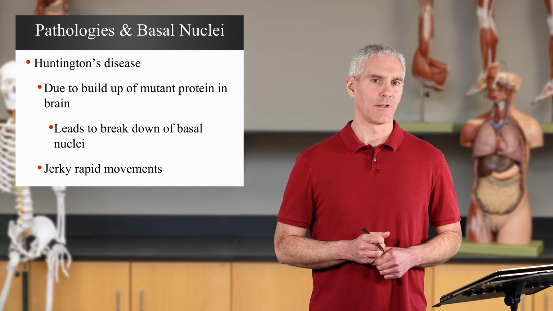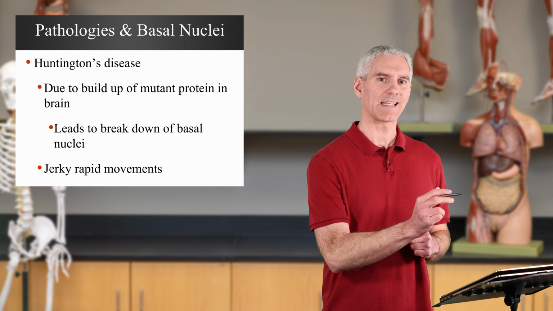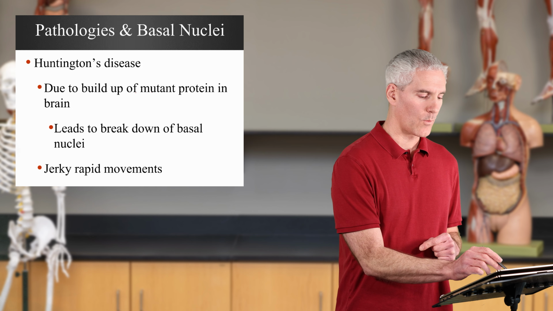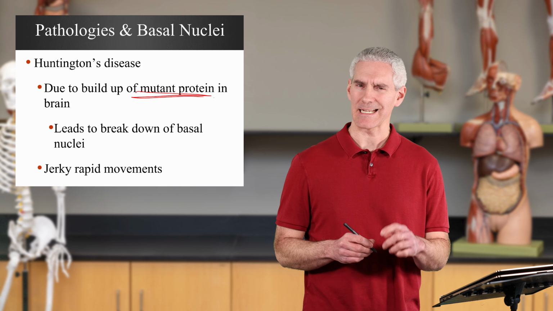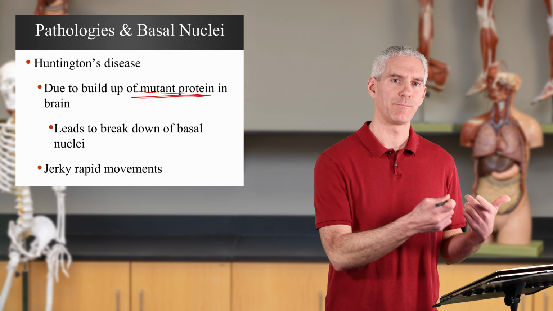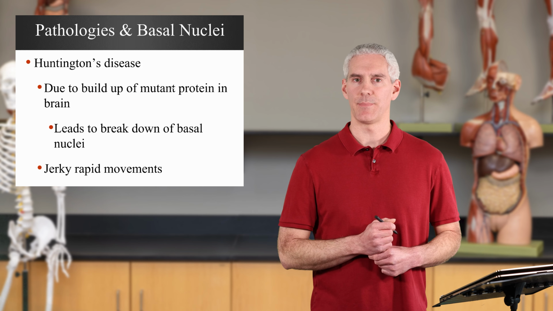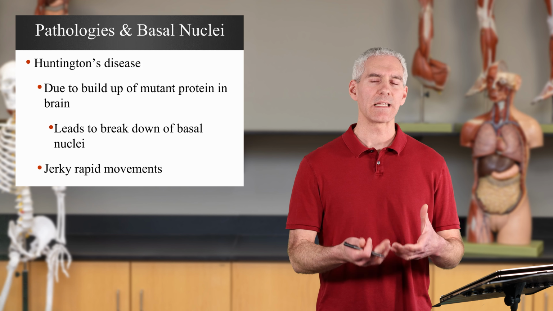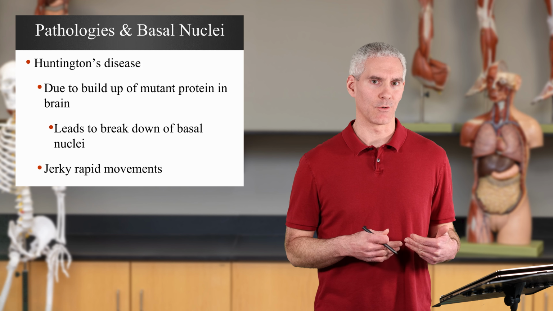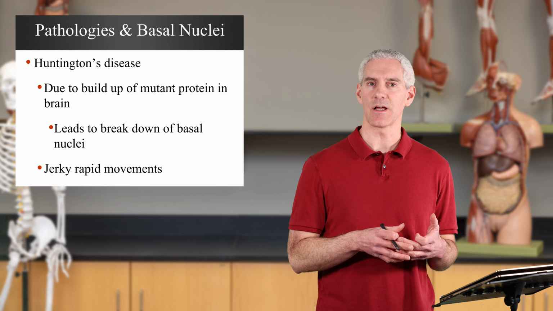So a little bit about pathology with the basal nuclei. Huntington's disease. In the case of Huntington's disease, we're actually seeing a buildup of a mutant protein. Not to get into what the protein is, don't worry. But there's this mutant protein that's building up. It ends up breaking down the basal nuclei. So as the basal nuclei is being broken down, that means you're not able to prevent these antagonistic, these unnecessary movements.